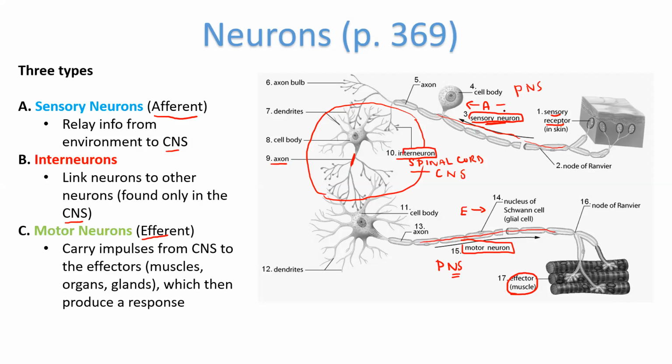Can you see another difference? Sensory neurons have the cell body along in the middle of the axon, whereas peripheral neurons that are motor neurons have the cell body located at one of the terminals, one of the ends.